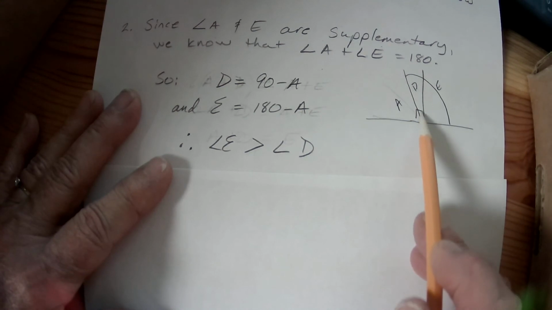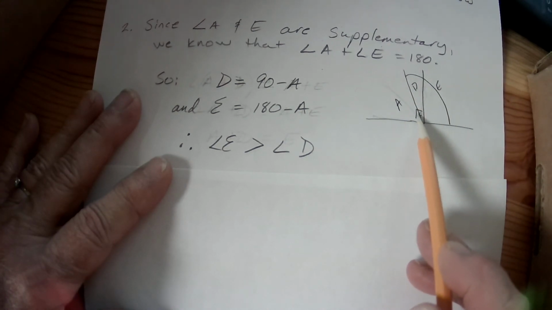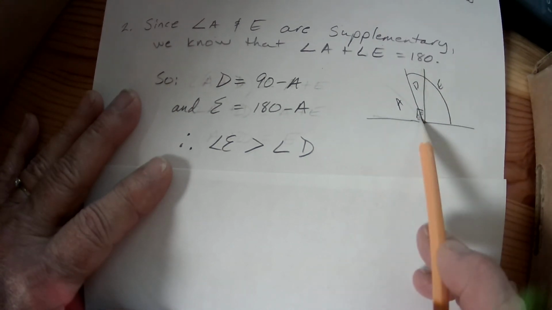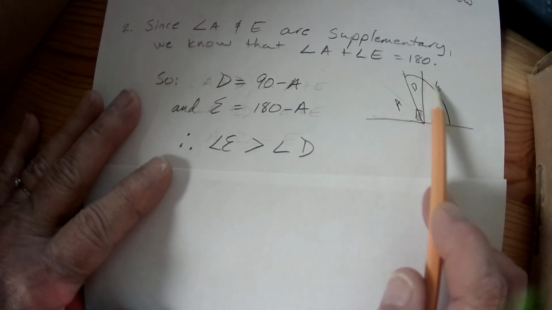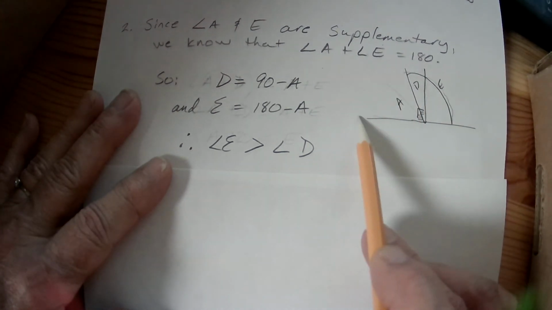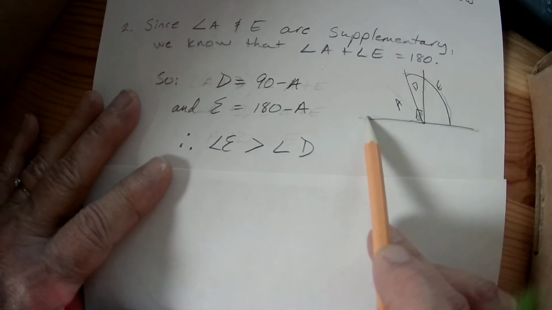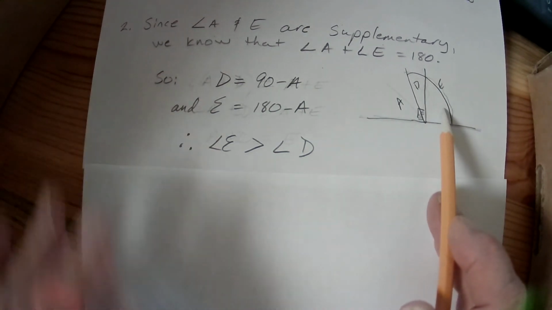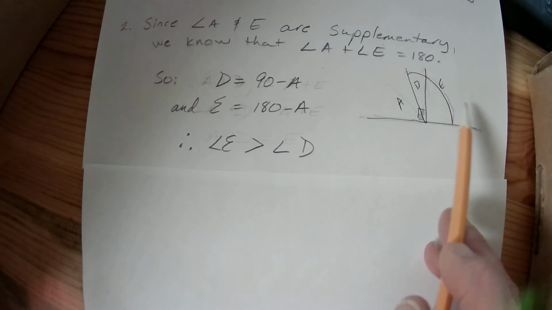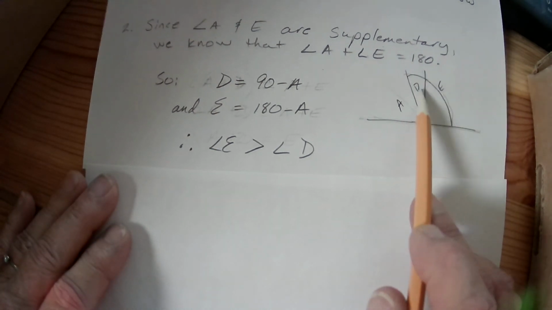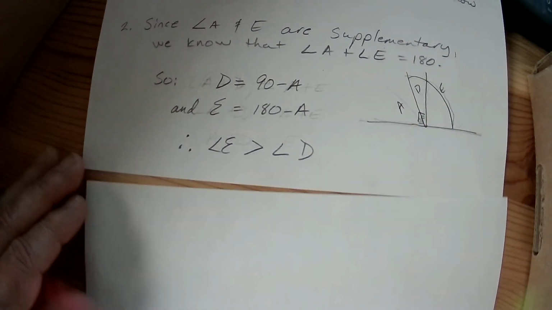So if A and D are complementary, that means that they form a 90-degree angle. And A and E are supplementary, meaning they form a straight line, so it stands to reason that E has to be greater than D. And that's an example of deductive reasoning. And that's really all you're going to be doing for 2.4.